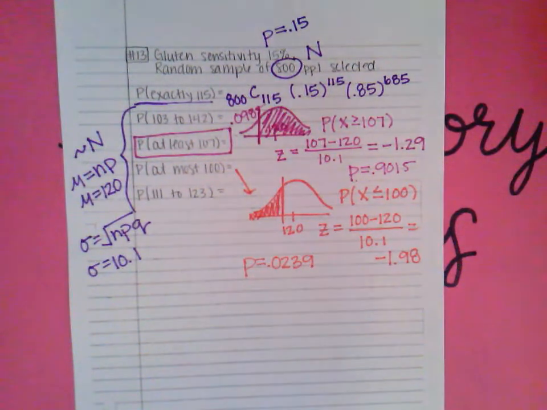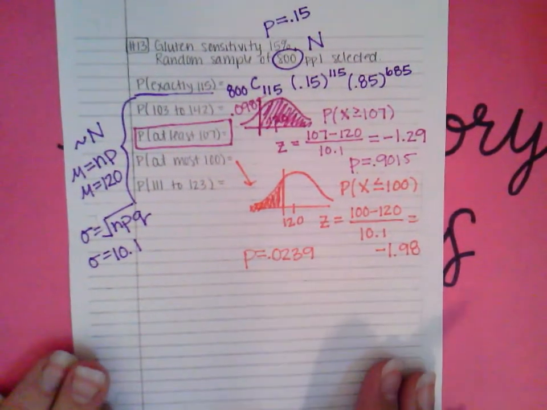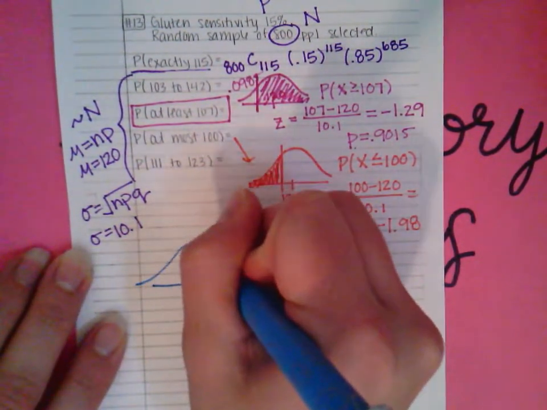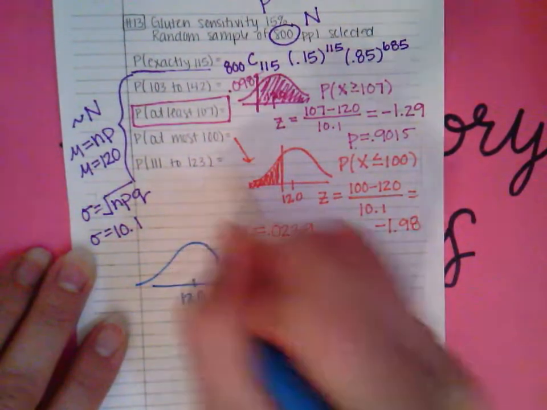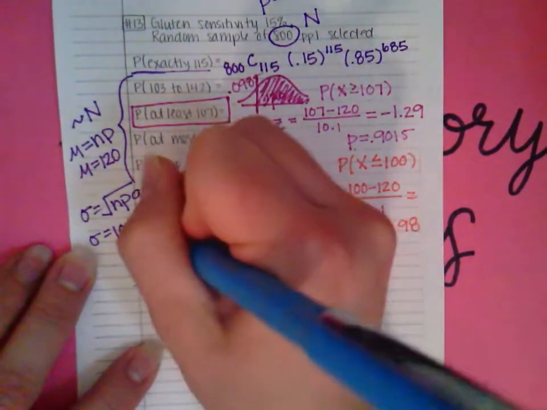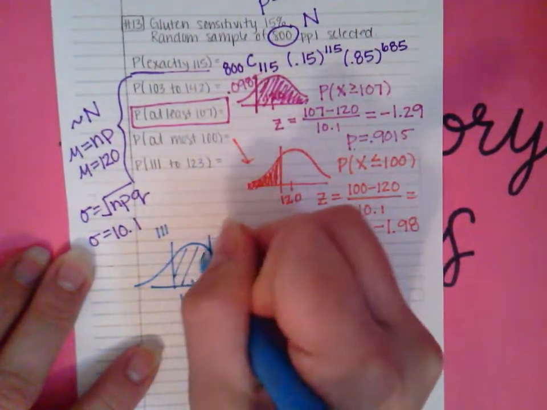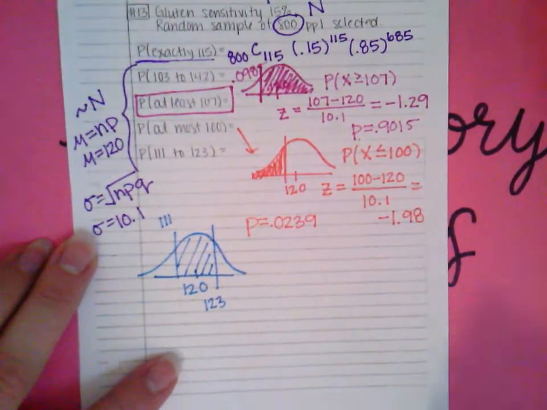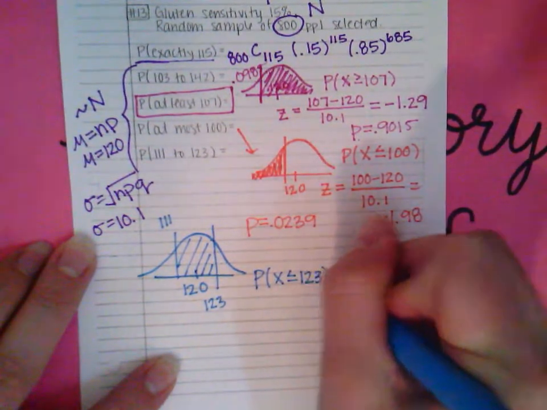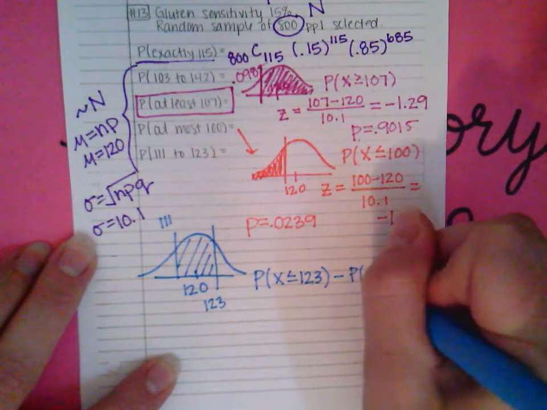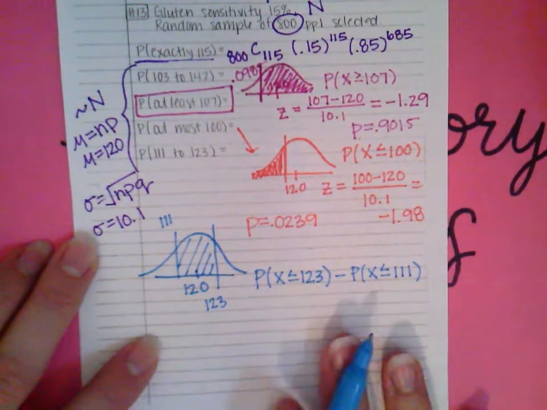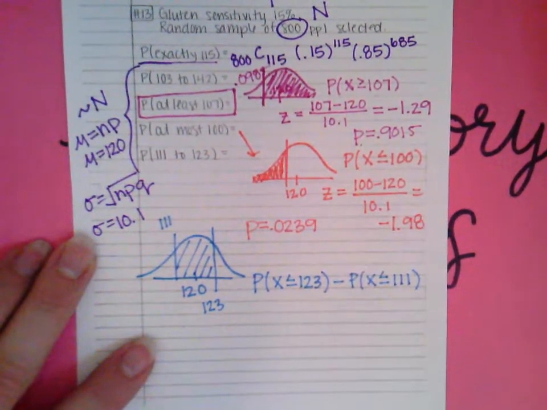If I want to know the probability I'm between 111 and 123, here's 120, 123 is over here, and 111 is over here. I want this probability here. So again, that's one of those between probabilities. I'm going to take the probability x is less than or equal to 123, and subtract out the probability that x is less than or equal to 111. I'm going to find two z-scores, find those p-values, subtract them, and that's going to give me my answer.